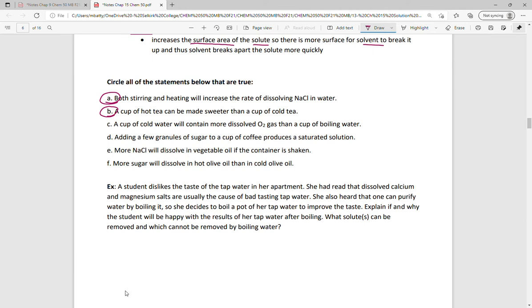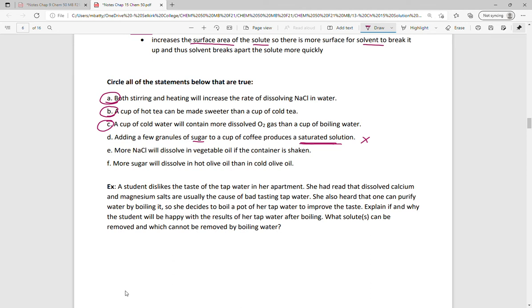A cup of cold water will contain more oxygen than a cup of boiling water. Well, that's true. That's an example of how gases dissolved in water, solutions of, say, carbon dioxide in water or pop, would be opposite to the other solutions we just talked about. Adding a few granules of sugar to a cup of coffee would make a saturated solution. Well, no, it wouldn't, right? Because it would make a dilute solution. There certainly wouldn't be more sugar at the bottom, which is what defines a saturated solution.